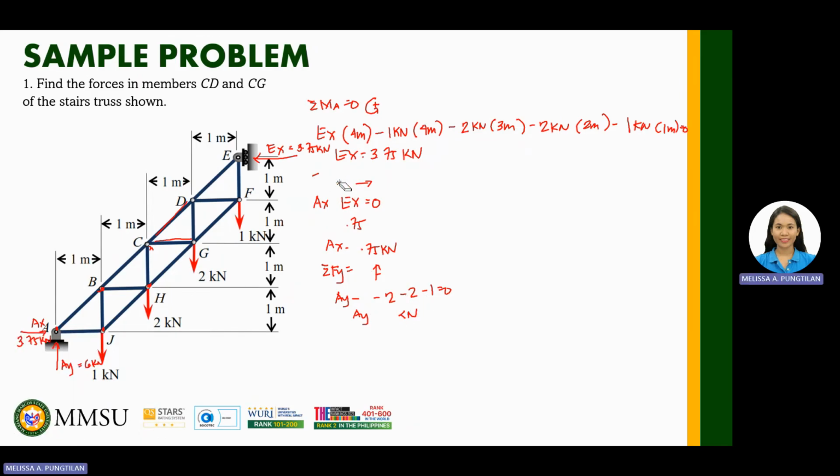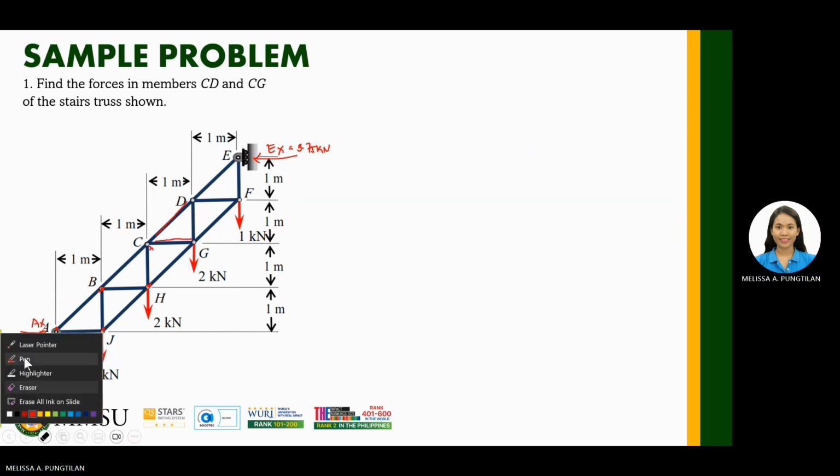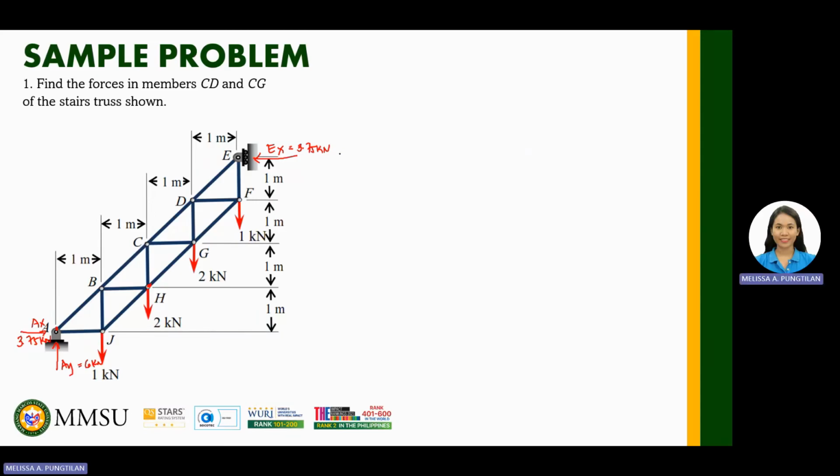So we are done with the step 1. And then for the step 2, cutting line naman tayo. Cutting line. So yung cutting line na yon, we will make sure na madadaanan yung mga member of interest natin. So the member of interest is CD and CG. Then preferably 3 members yung madadaanan ng cutting line. CD and CG are the members of interest.